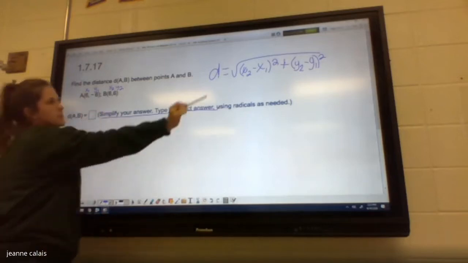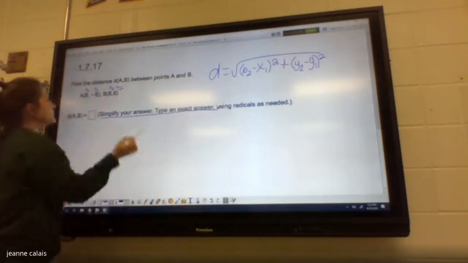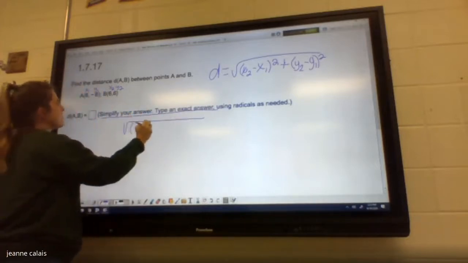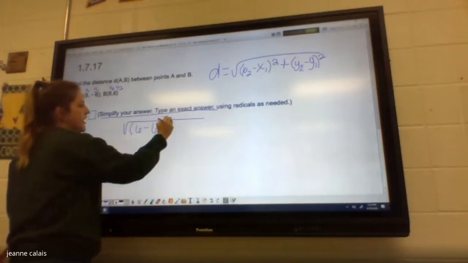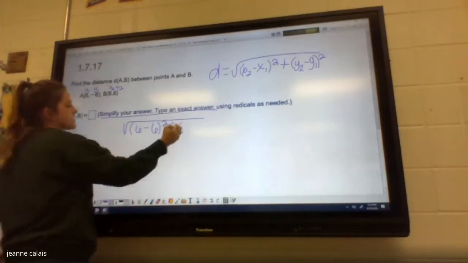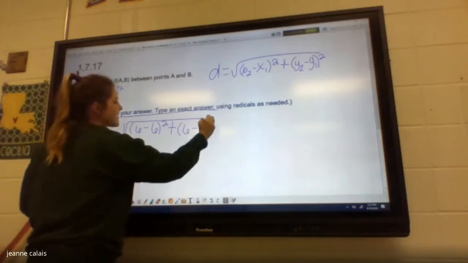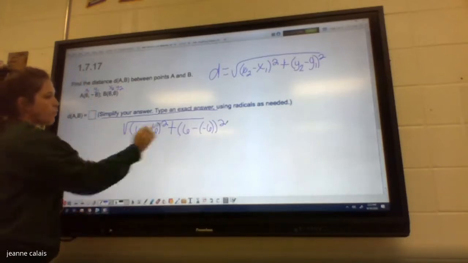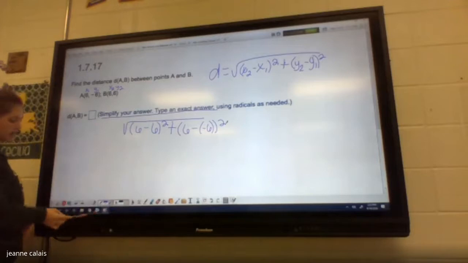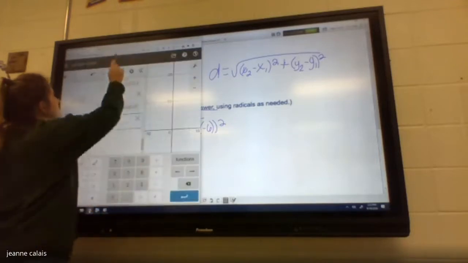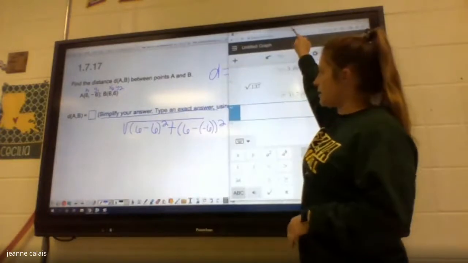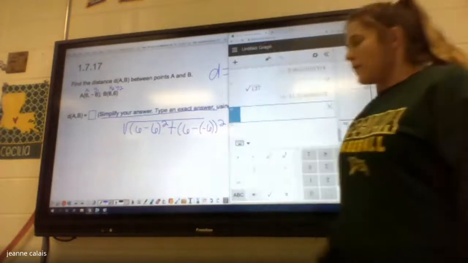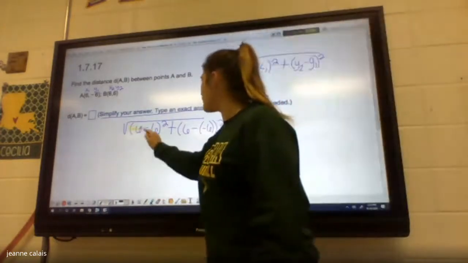So once you've labeled your parts and you've written down your formula, you plug it in. x2 is 6, minus x1, which is 6, squared, plus y2, which is 6, minus negative 6, squared. Okay? Once you have that written out, then you go to your calculator, right? You go to Desmos, and you're going to type in, remember, the meat of the problem. Okay, what's underneath the square root? This is what you type.